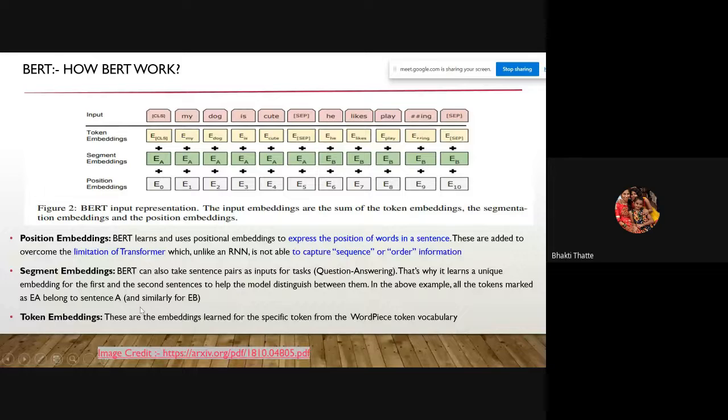And then token embedding. If you see here, these are the embeddings learned for a specific token from the WordPiece token vocabulary. This WordPiece token vocabulary has the entire word set given by Google for different languages. In the token embedding, there are special tokens: CLS, which indicates the start of the sentence, and SEP, that is separator, which gives separation of the two sentences. For example, "my dog is cute" is separated with this SEP token from "he likes playing". Okay.